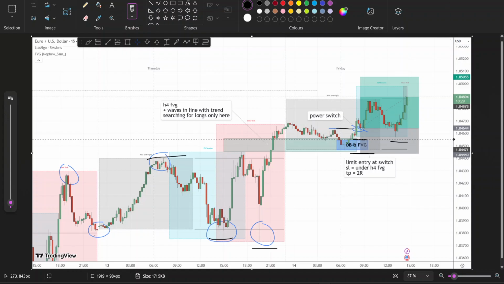Again, as I said, H4 bias, H4 waves with a block. We have a H4 block on top of another M15 block. Absolutely clean. I really like it. Doesn't mean it's going to work 100%, but it did work this time.